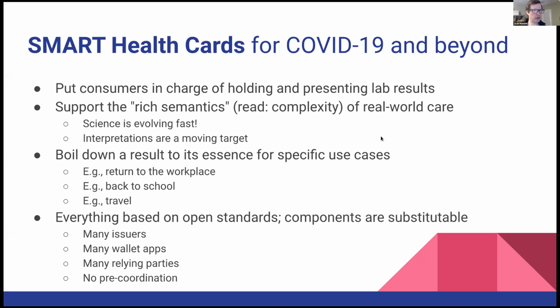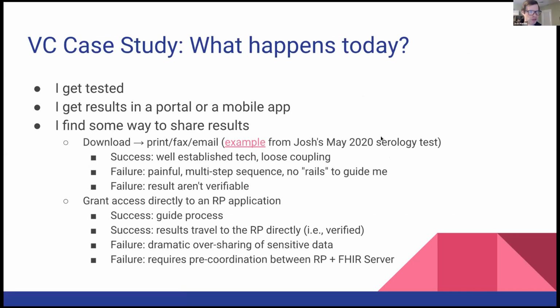And then, of course, everything here should be based on open standards, so we can have many different organizations issuing and verifying these credentials. There should be competition in the marketplace. And really critically, we do not want to require any kind of pre-coordination. So if some verifier wants to show up tomorrow and ask me for access to some lab or immunization records, that verifier should not need to have a relationship with the lab that gave me that test 5 months ago. These things should be able to be late binding. So those are some of the goals.